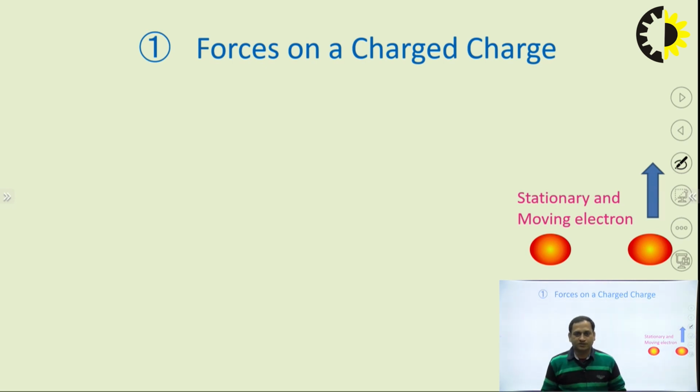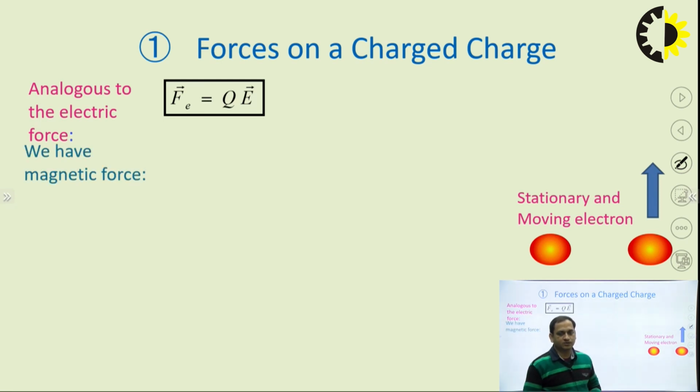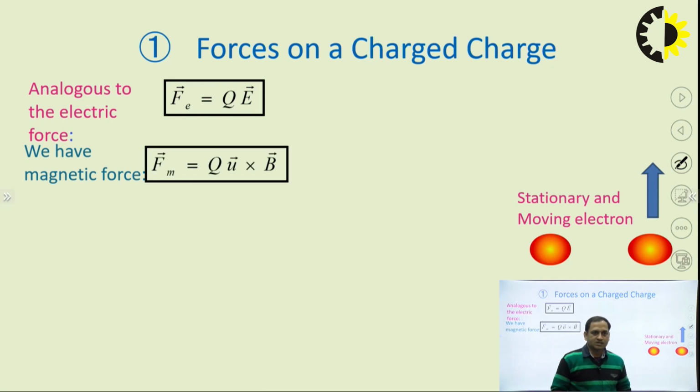In this case, when we have stationary or moving electrons, the electric field will be exerted onto it. So the force is Fe equal to Q into E. Second, when we have the magnetic force, Fm will be Q U cross B. The first case shows the charge Q in the existing electric field. In the second case, the charge Q is in motion with velocity U, moving in the existing magnetic field B.